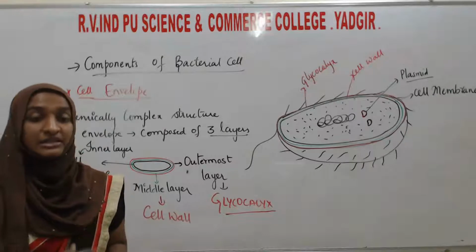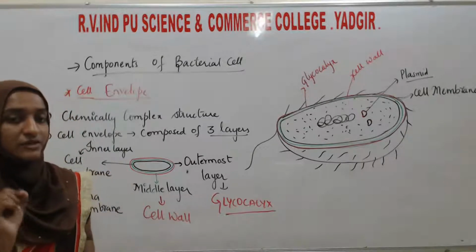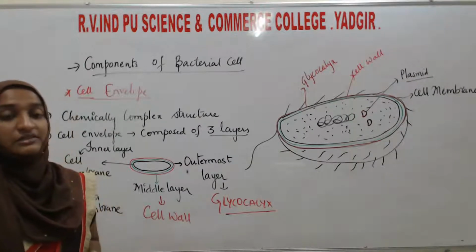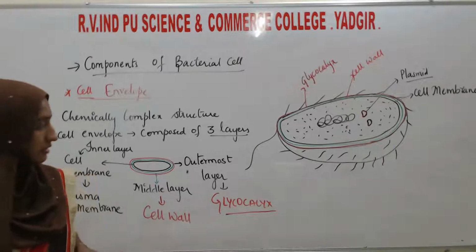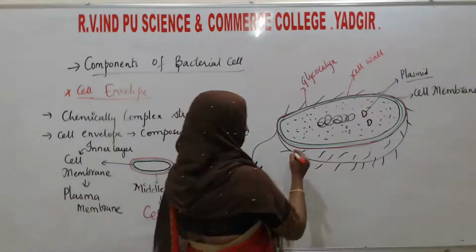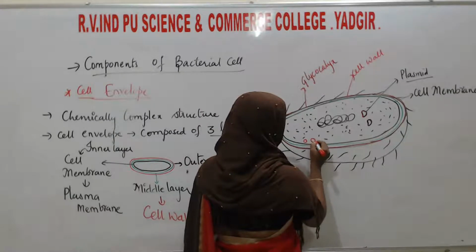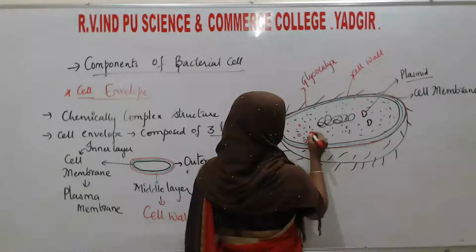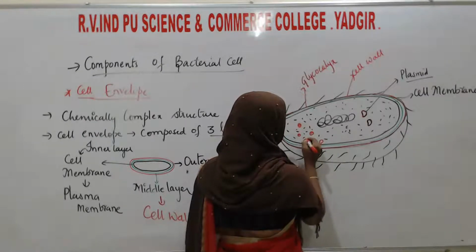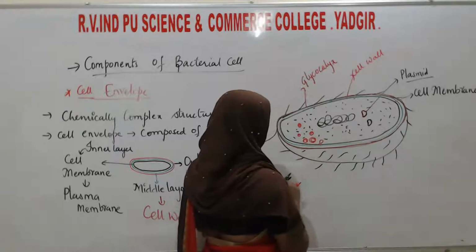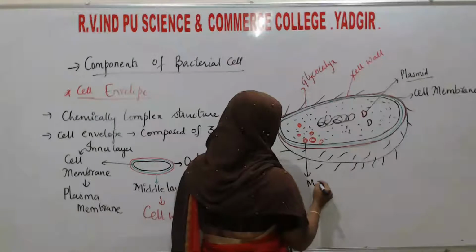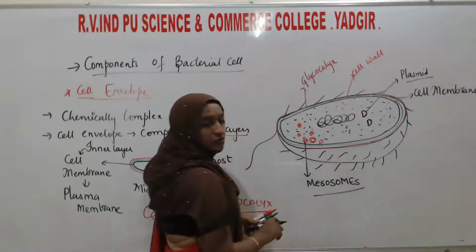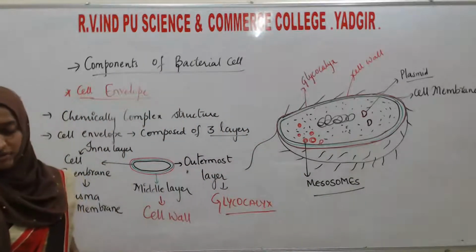this cell envelope, the next cell organelle is the presence of some spherical shaped cell organelles, which are the extensions of the plasma membrane. Here I will show. Here it is some extensions of what? Plasma membrane, like this. Okay, and they are also membrane bound cell organelles, and they are known as the mesosomes. So let's see about the mesosome cell organelle.